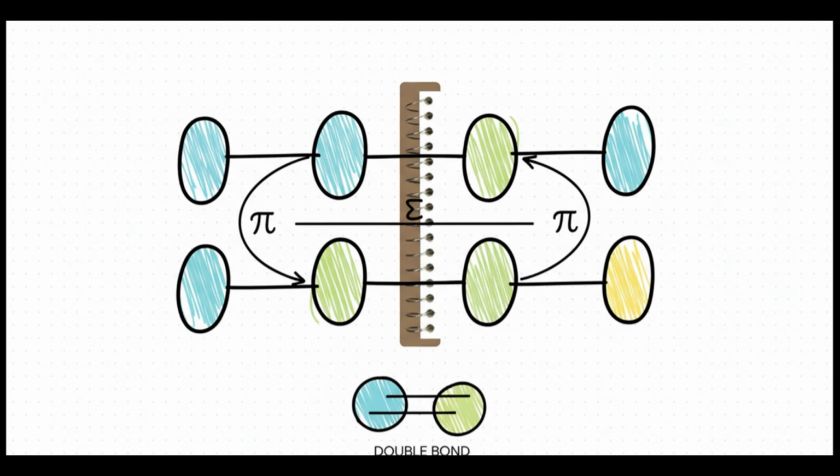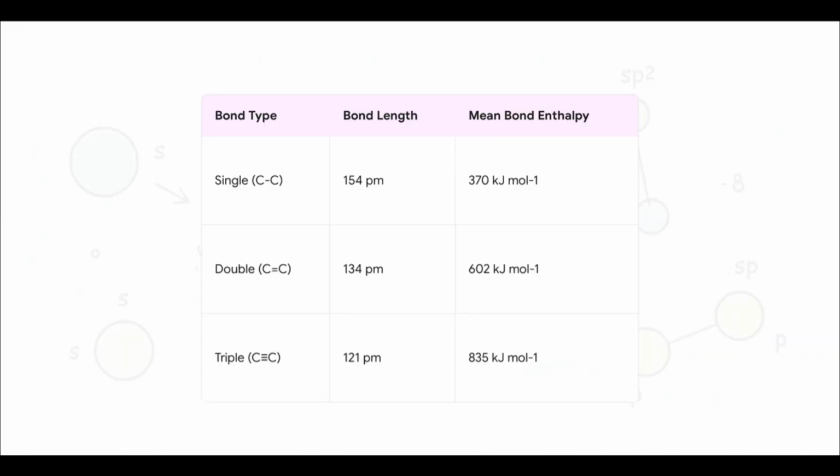This sideways overlap creates a second, different kind of bond called a pi bond. And there you have it. One strong sigma bond plus one pi bond equals our double bond. And hey, don't just take my word for it. The data backs this up completely.